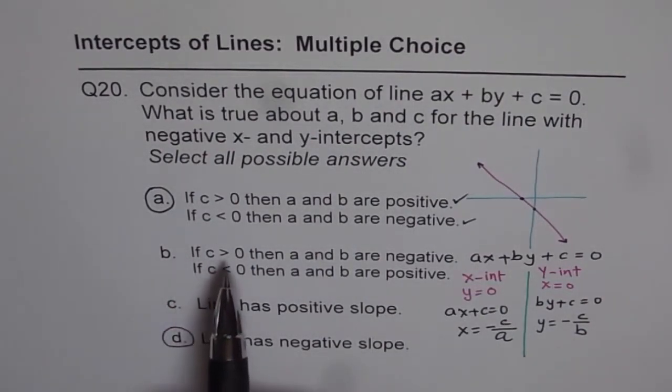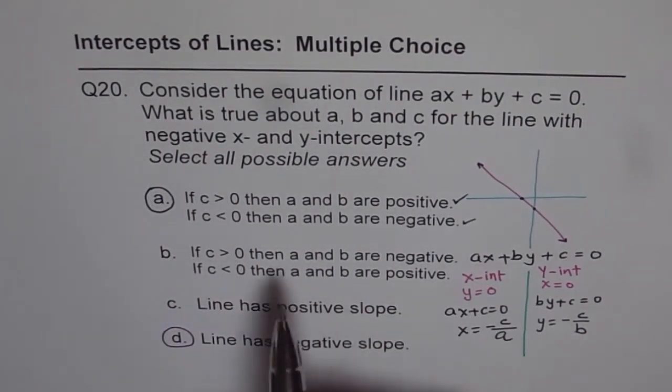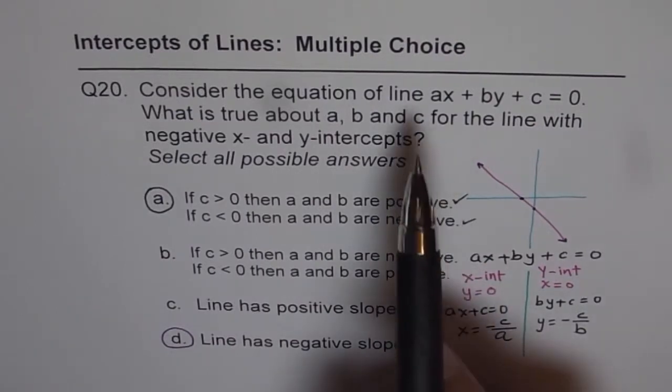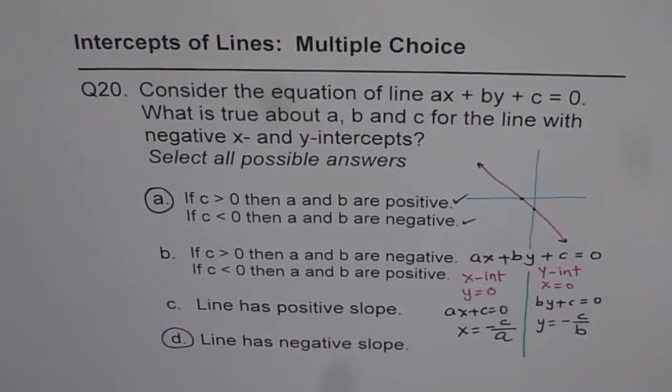Option B is if c is greater than 0, that means c is positive, then a and b are negative. Well, that will make it positive. So that is for positive x and y intercepts, right? So we get two solutions for this particular question. One is that if c is positive, then a and b should also be positive. If c is negative, then a and b should also be negative. That is to say that a, b and c will have same sign. So that is how we can also summarize it.